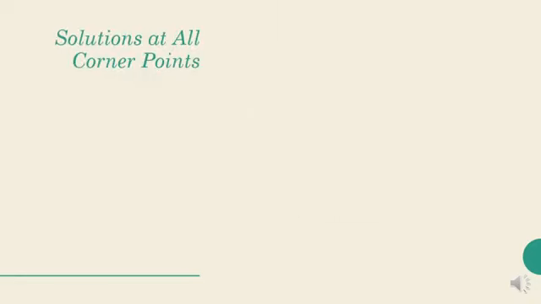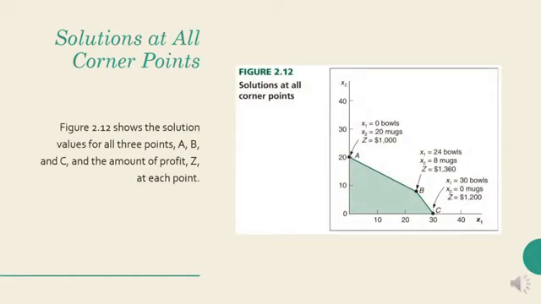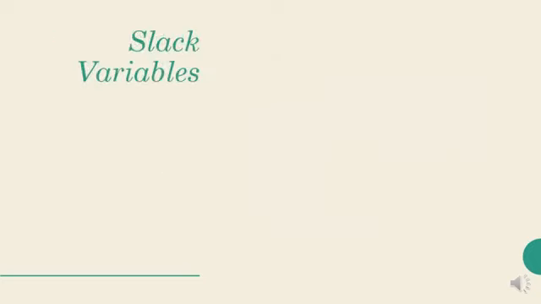Solutions at all corner points. So ito yun. Figure 2.12 shows the solution values for all 3 points, A, B, and C, and the amount of profit Z at each point. So obviously, point B has the highest or maximum profit among the three. Meron tayong tinatawag na slack variables.